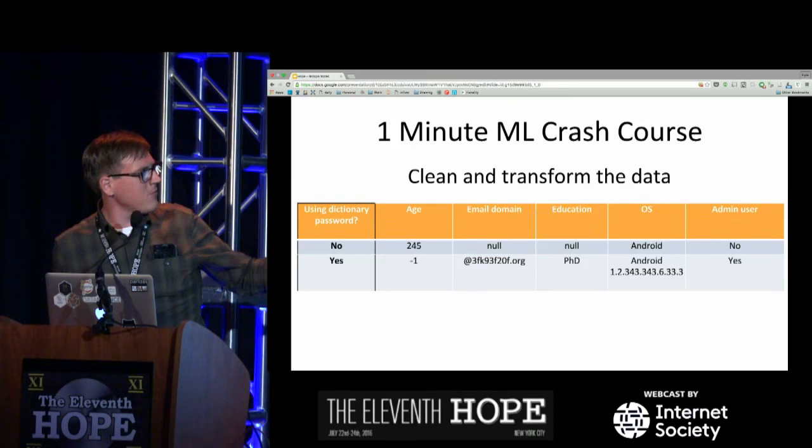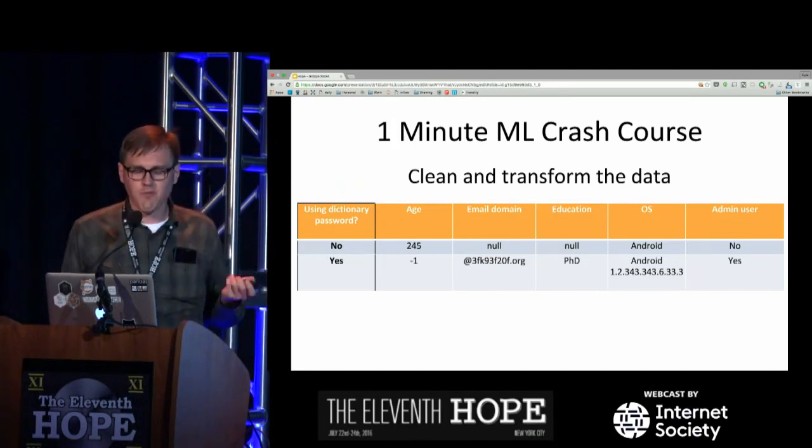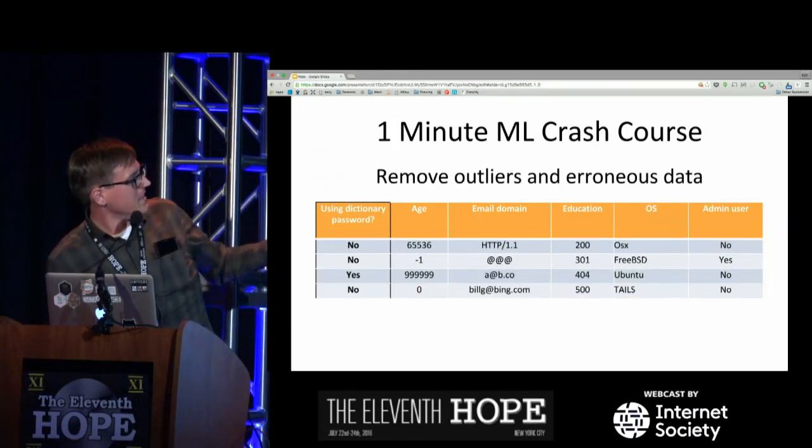As you get into the longer tail, maybe we just mark that as other or small domain. So this is sort of the cleanup process that data scientists will go through. There's also going to be a lot of dirty data. These are obviously more incorrect ages. These are not email domains.